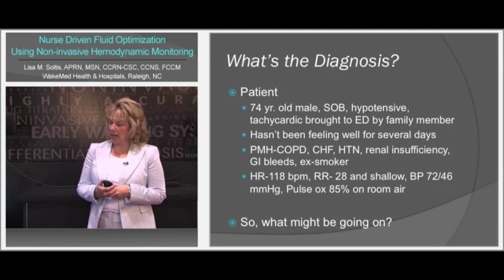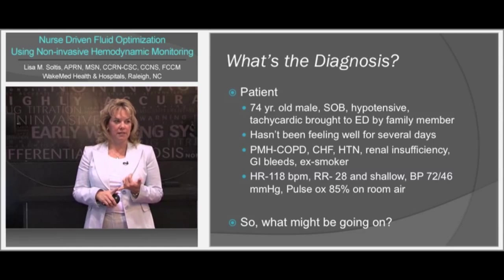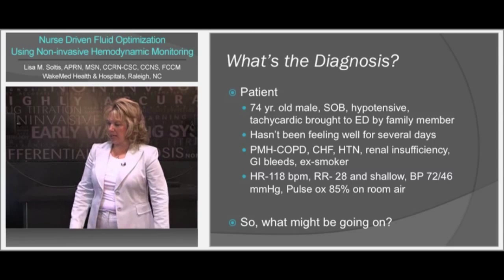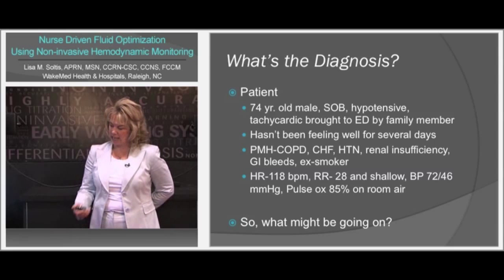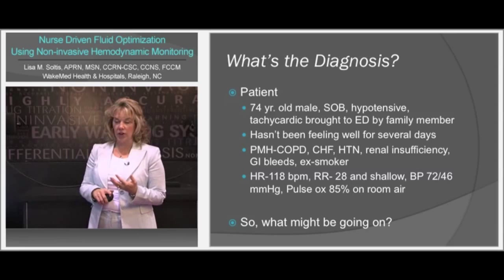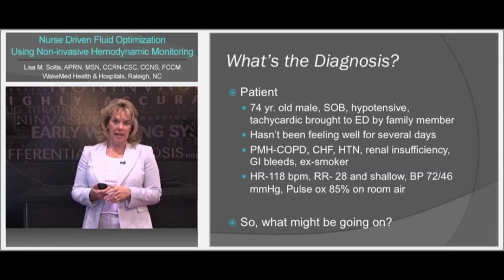So today we've got a 74-year-old male who comes into the ED with shortness of breath. He's hypotensive, he's tachycardic, and he's brought to the ED by a family member. He hasn't been feeling well for the last several days. His past medical history: COPD, congestive heart failure, hypertension, renal insufficiency, GI bleeds, and he is an ex-smoker.